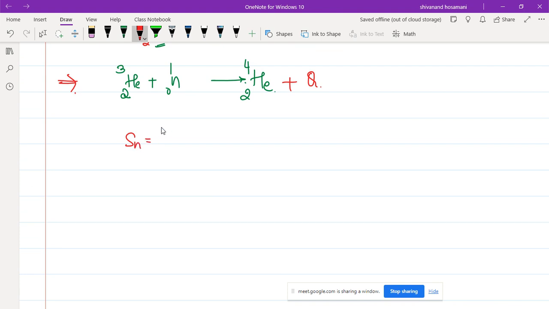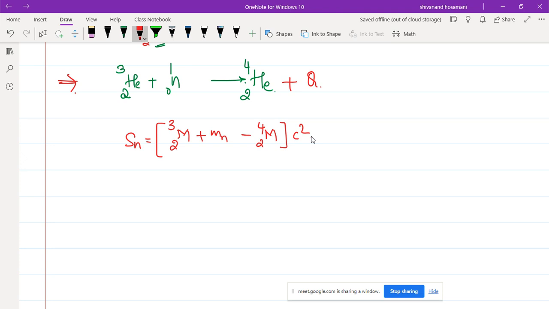Sn is equal to the mass of the product. If you take the reactants here, the mass of helium with atomic number 2 and mass number 3, plus the mass of the neutron, minus the mass having atomic number 2 and mass number 4, into c square. Then this gives the total separation energy.